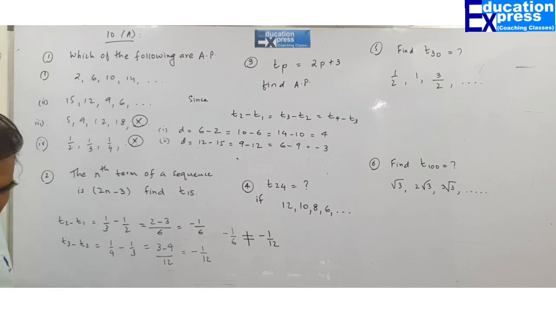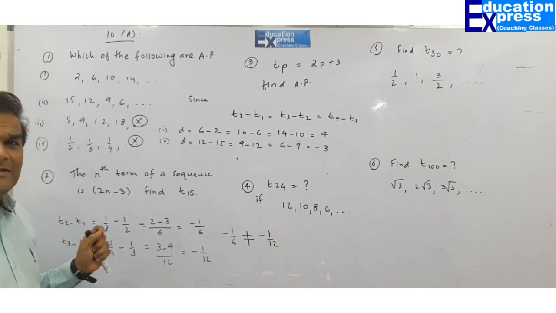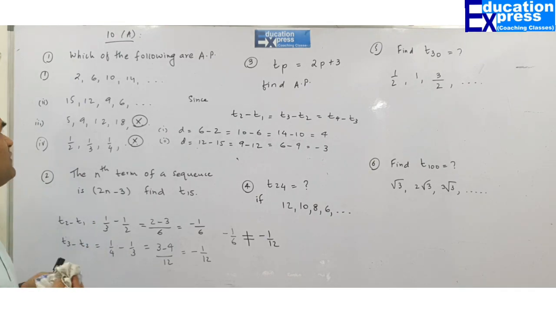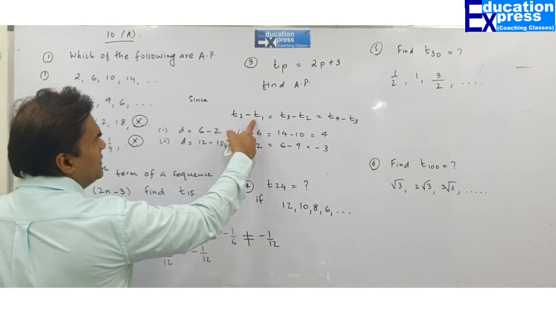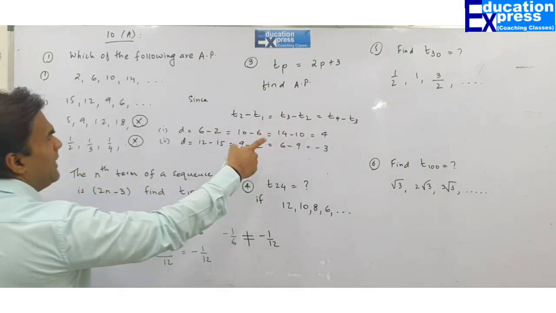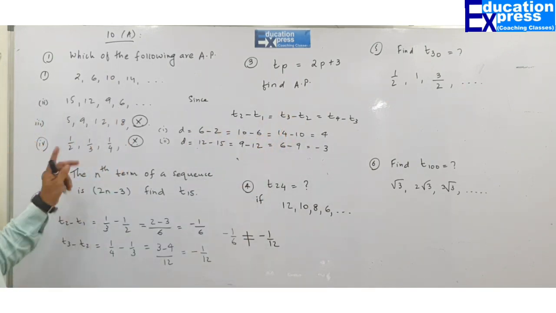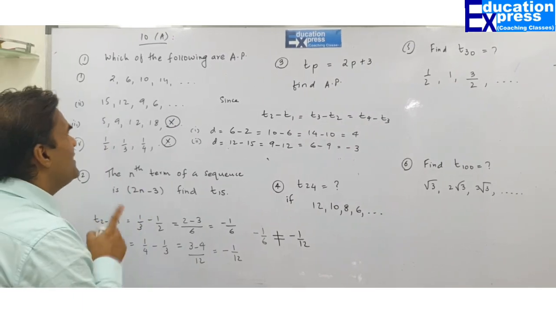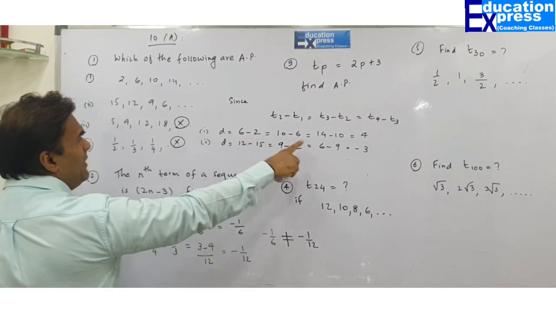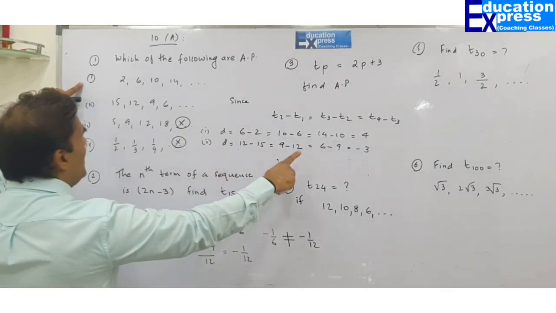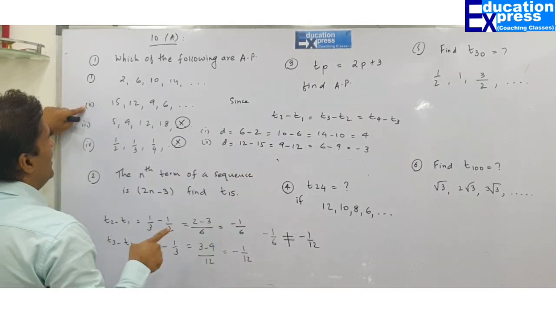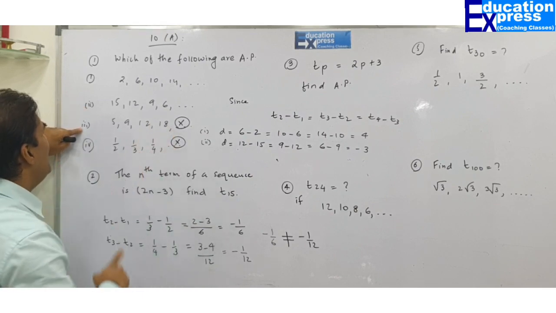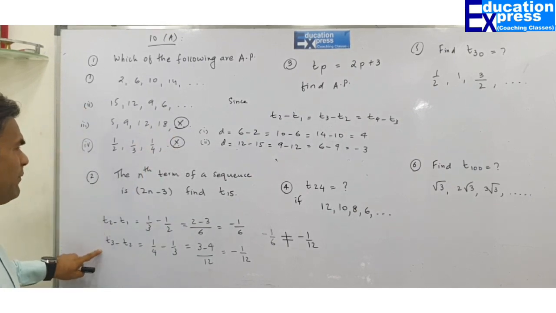This was a very simple question. We simply have to identify whether the given series is in AP or not. And the simplest way of identifying this is second term minus the first term should be equal to the third term minus the second term. In short, the difference between the two consecutive terms should always remain same. It was same in case of the first one, same in case of the second one, but it was not the same in case of the third and the fourth one.